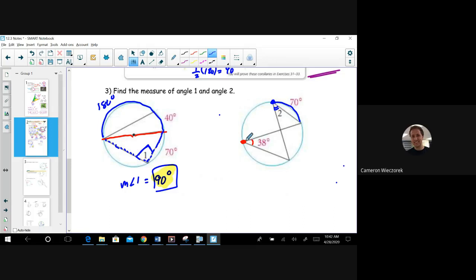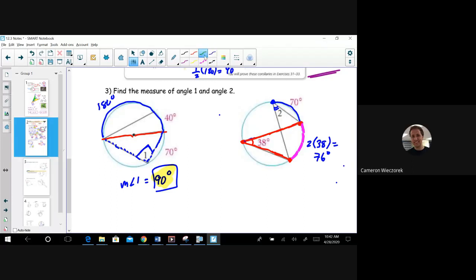Well, if this is 38, first thing I'm going to do is figure out where does it intersect the circle. So let's take that red vertex and take our fingers and trace it out to the circle. Those two rays intersect the circle here and here. So I spy my intersected arc. I'll do it in pink. That's going to have to be 2 times that inscribed angle. So this is going to be 2 times 38, which is a 76-degree arc.